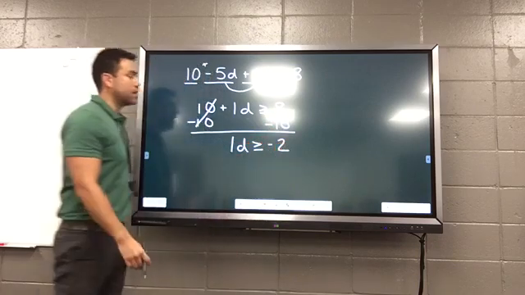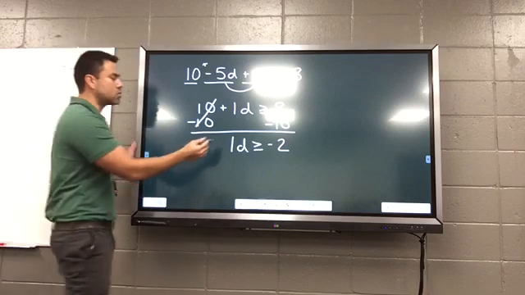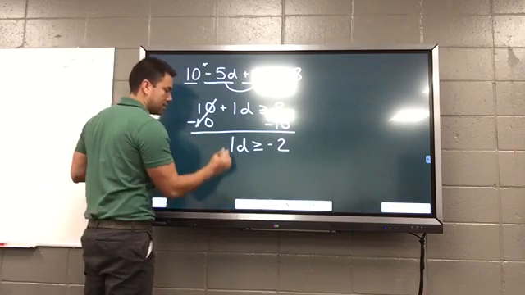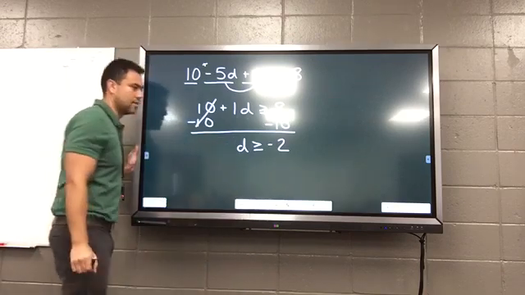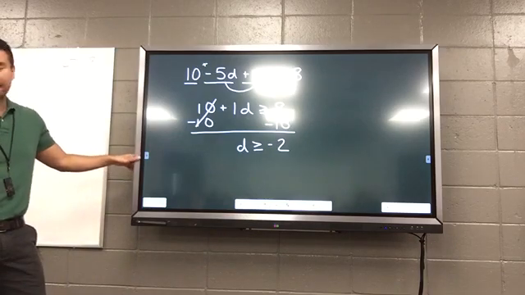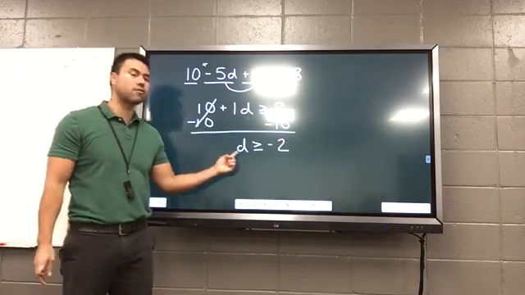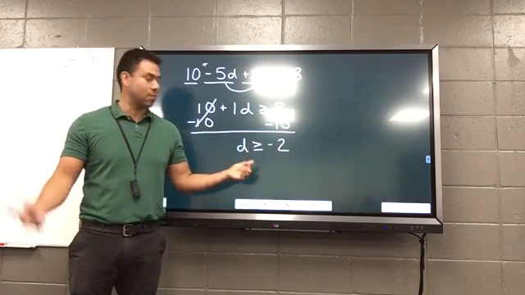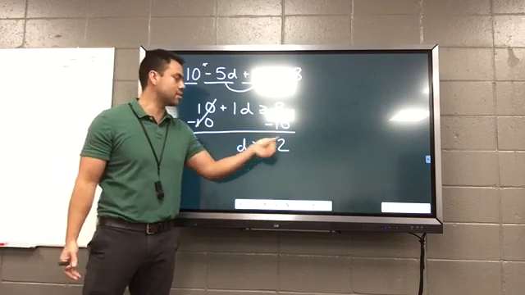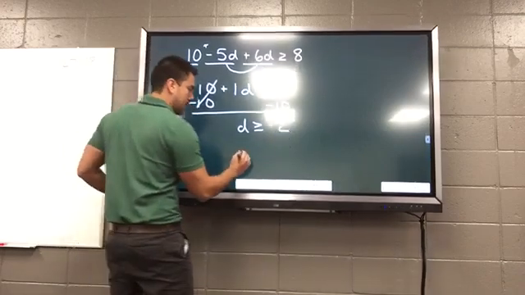Negative 2. Now, you could go through another step, but what is 1 times D? Isn't it just D? So do you really have to have that 1? And you're like, but Mr. A, don't you have to do something to both sides? Could you divide both sides by 1? Yes. And you'd get D is greater than or equal to negative 2. So same thing. All right.